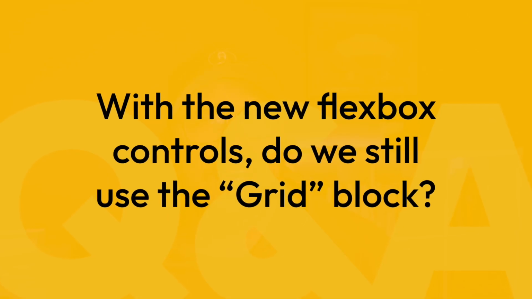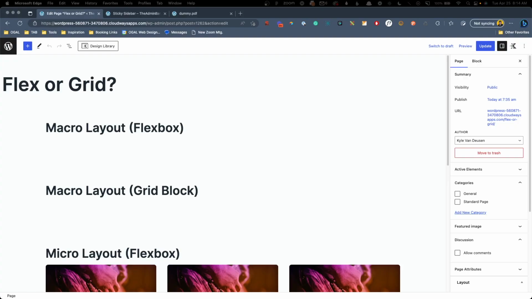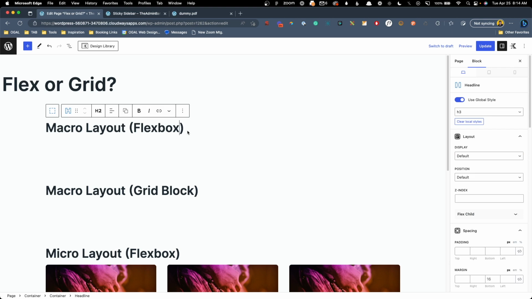There seems to be a lot of confusion on when to use Flexbox or when to use the grid block. Now the truth is you could use either one of these layouts, but I'm going to give you kind of some ideas on where I tend to use one versus the other. So the first thing we're going to look at is some macro layouts, some bigger layouts like columns inside of a section. First, we'll do this using Flexbox.